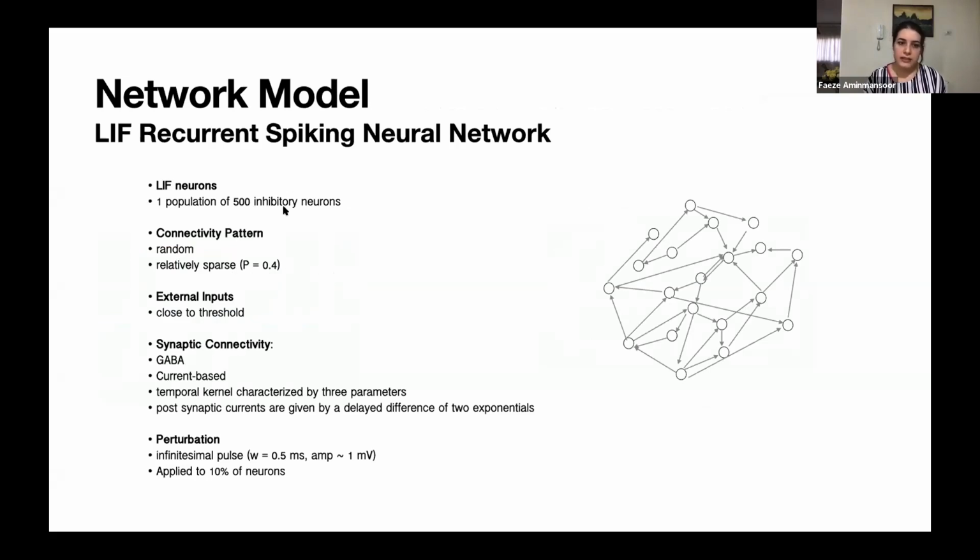So 500 neurons were taken. The synapses were current-based, and they were modeled using a difference of 2 exponentials. Then we applied an infinitesimal pulse to the network. And by infinitesimal, I mean the duration of the perturbation is 0.5 millisecond, and the amplitude was on the order of 1 millivolt. And we applied that to just 10% of neurons. And so we want to see what the collective response curve of the whole population of neurons would be.